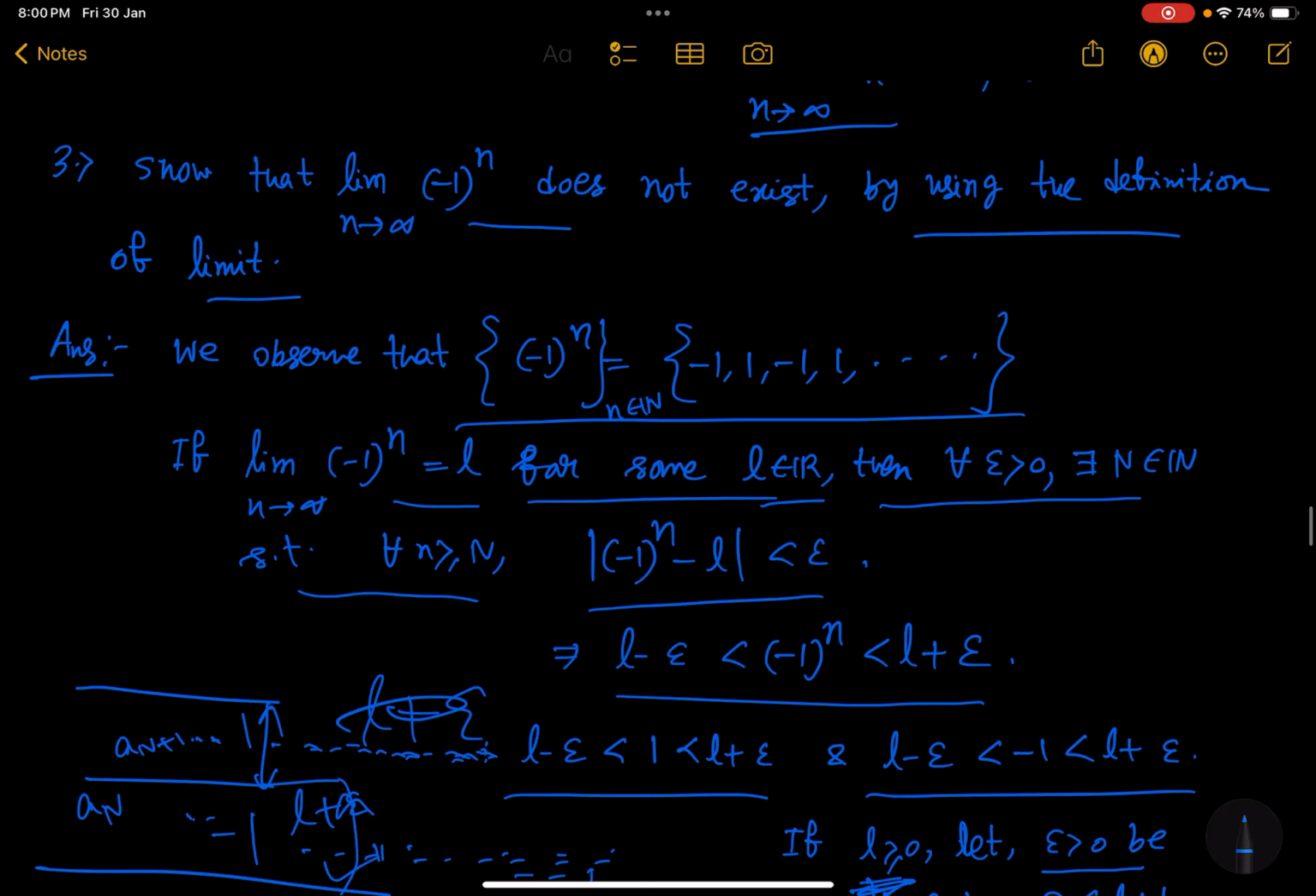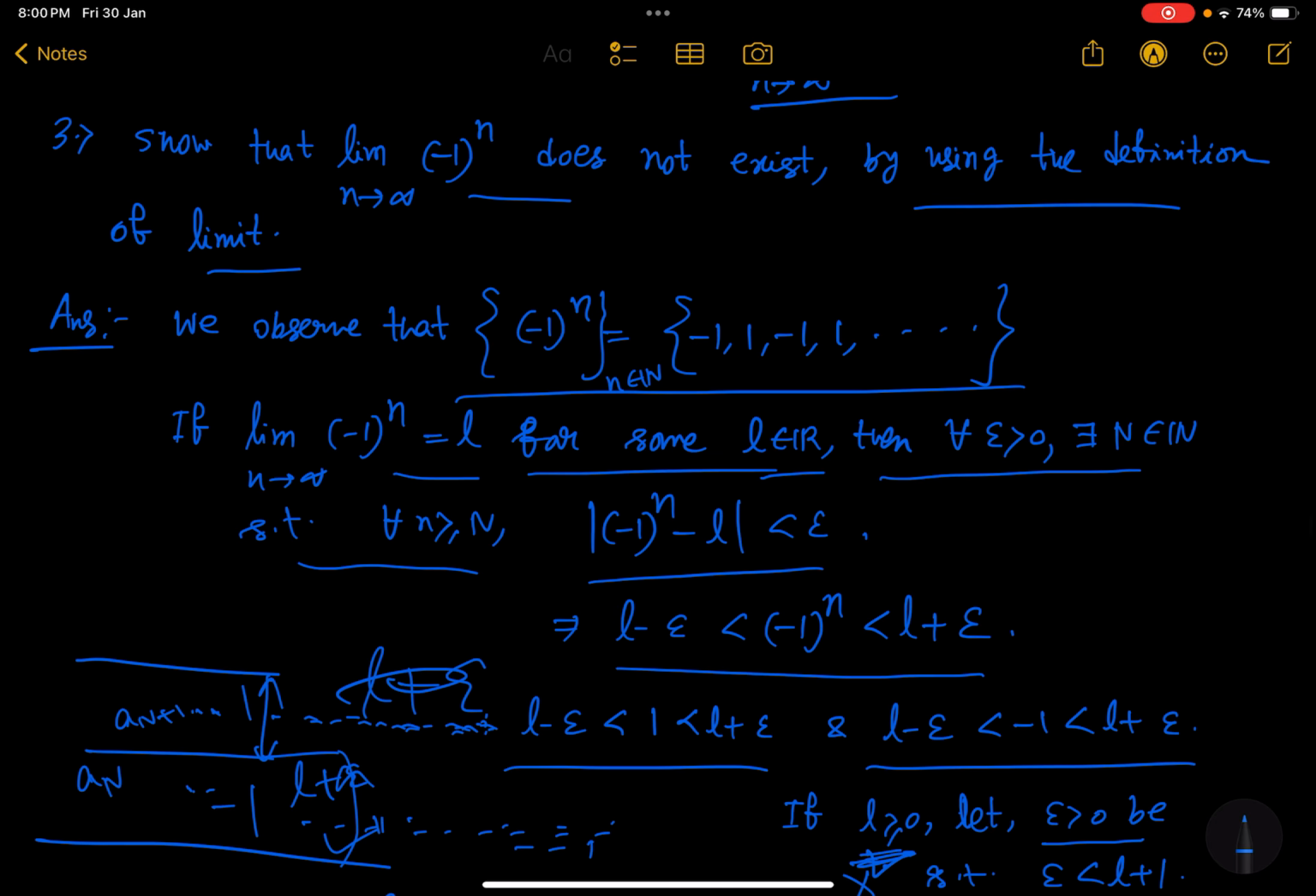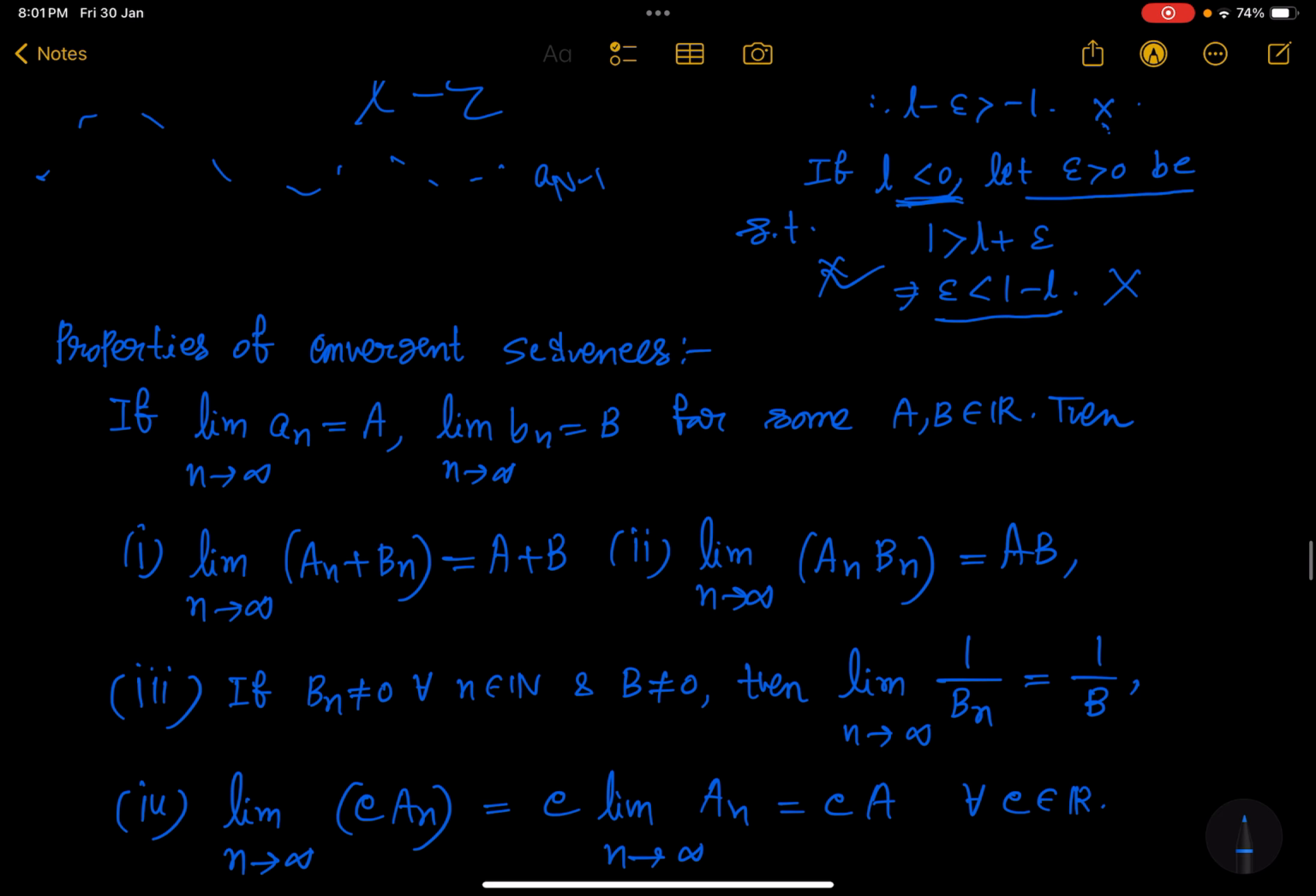So by definition of a convergent sequence, this limit does not exist. So this is not a convergent sequence. Okay, the limit does not exist finitely, actually.